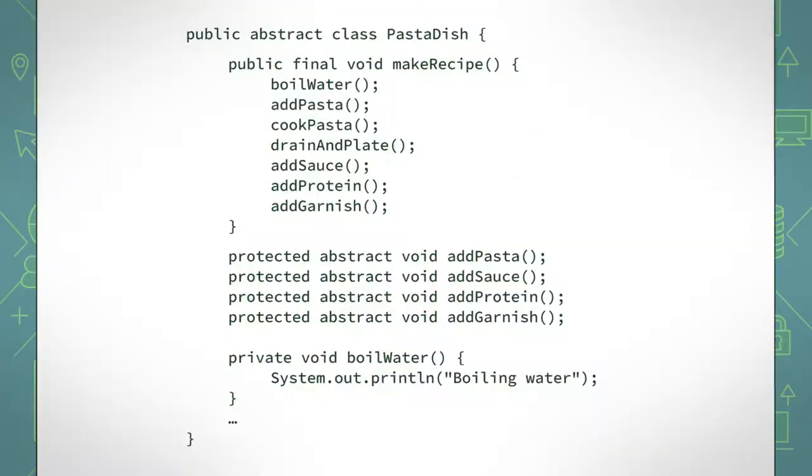From within make recipe, the other methods are called. For example, it calls boil water. Boil water is done the same for any subclass, and so its implementation is consolidated in the superclass. The methods add pasta, add protein, add sauce, and add garnish are going to be left up to the subclasses, like spaghetti meatballs or penne alfredo, to provide them. Before I continue, it's time for you to try writing the superclass of a template method.